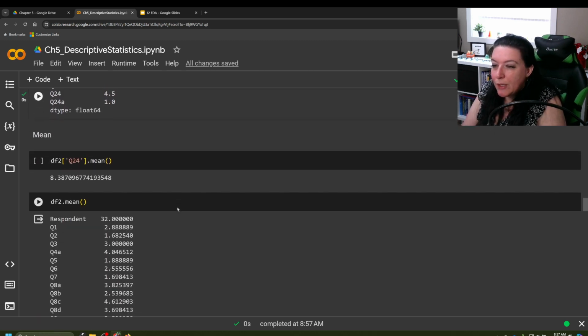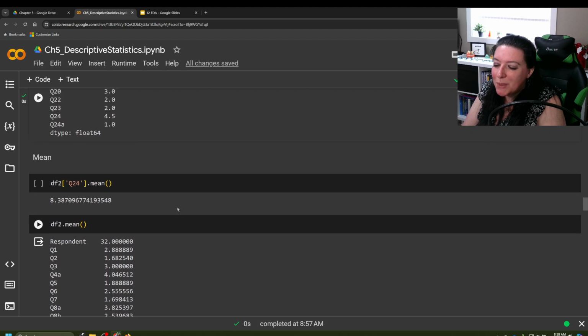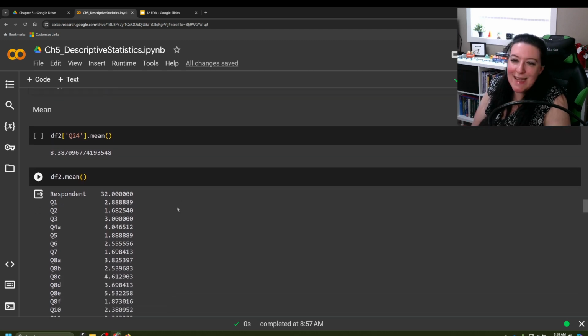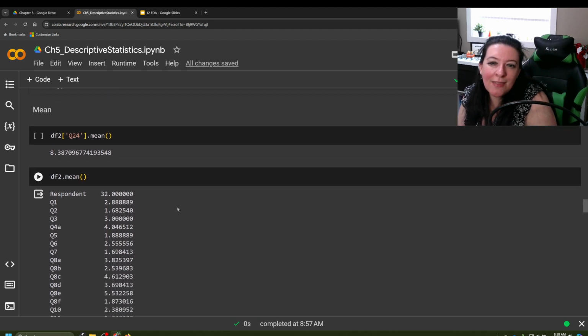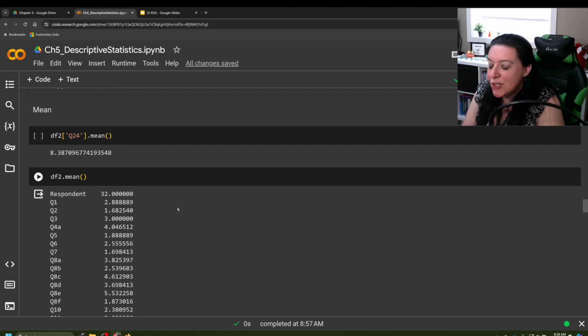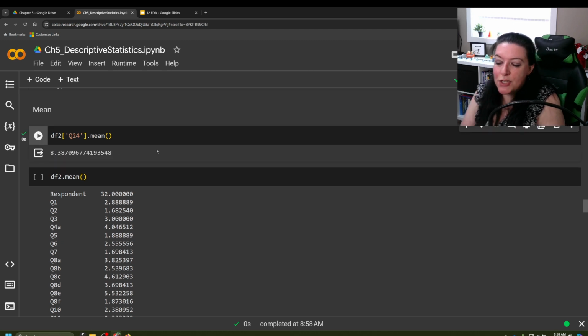All right, we looked at the median, we looked at the mode. Now let's look at the mean. To find the mean for a particular variable, that's the average, we would do df2, that's our coded data set, and we would then give the variable name and find the mean. Question 24 was how many years have you been at the company? And what we find here is that the average is 8.4 years.